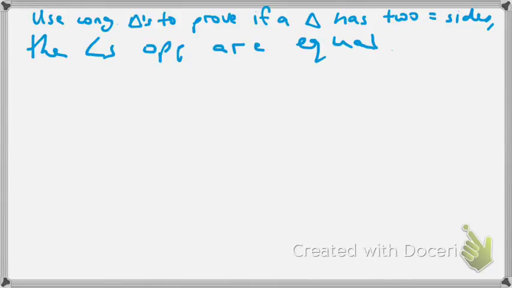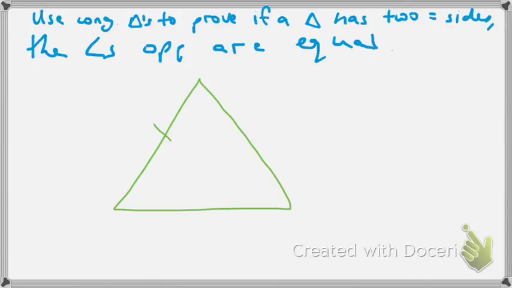Tonight I'm just going to do one example for you, and it's to use congruent triangles to prove that if a triangle has two equal sides, then the angles opposite are equal. So what does that mean? It means that if I've got a triangle and I tell you all the stuff in green, then the stuff in blue is true, right? That those two angles are equal.